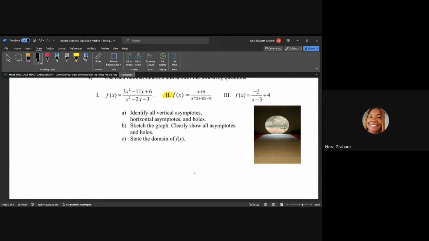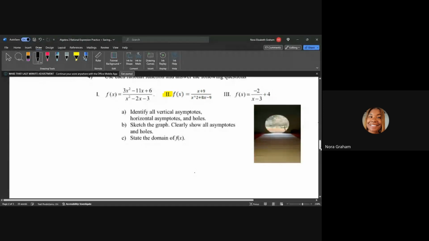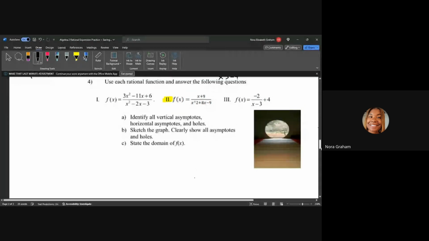This is actually going to be the third video on the Algebra 2 rational expression practice that I was doing in the last two videos. For this one, we're going to use each rational function and answer the following questions. This mostly is graphing, having to do with finding our asymptotes, horizontal asymptotes, vertical asymptotes, and our holes, and graphing them and stating our domains.